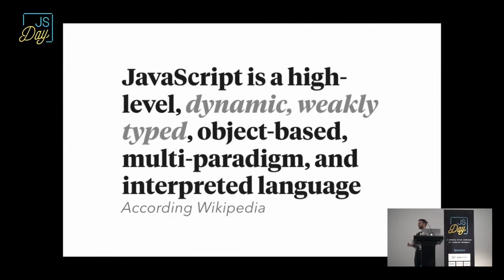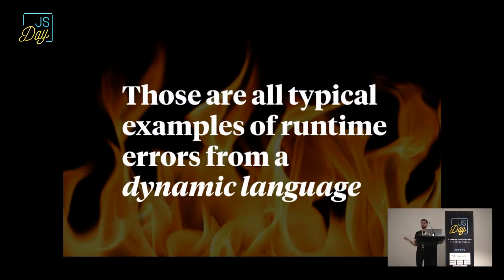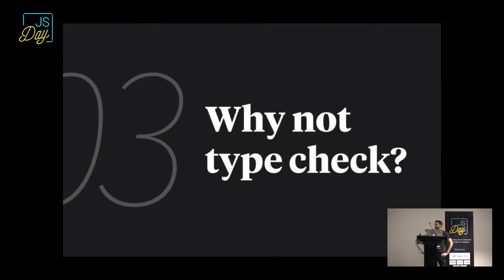This happens because JavaScript is a dynamic, weakly typed language. That's the reason. Those are all typical examples of runtime errors in dynamic languages. You see that in Ruby, you see that in Python, you see the same errors all over the dynamic languages, of course in different forms and different ways, but it's the same. So why not type check?